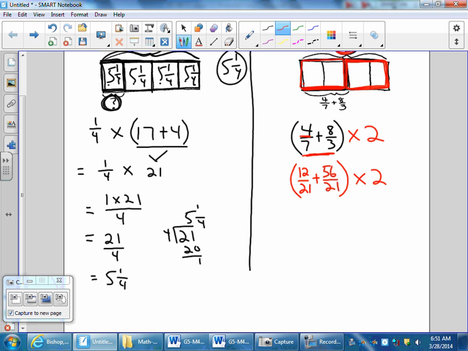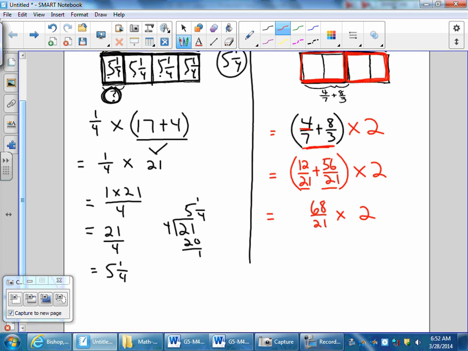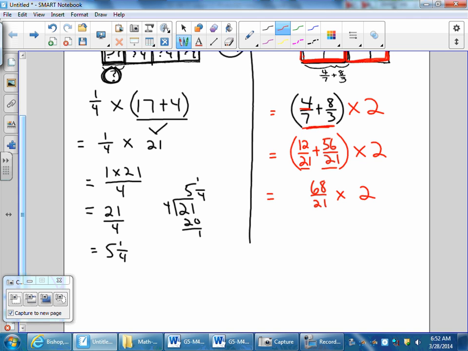Times 2. I put those two together, 12 21sts and 56 21sts, and I get 68 21sts times 2. Now this is where you do have some choice. People do it different ways. You can turn the improper fraction right away into a mixed number and then multiply, or you can continue to do what we've done with multiplying numerator times the whole number and divide by the denominator.